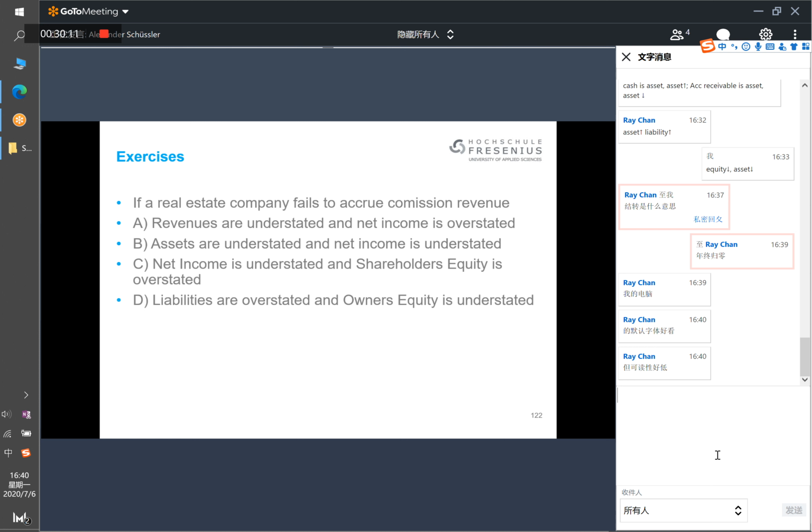Then we have a couple of exercises. Let's take this one. If a real estate company fails to accrue commission revenue, revenues are understated and net income is overstated. Is this correct? Or is it assets are understated and net income is understated? Or is it net income is understated and shareholders' equity is overstated? Or is it liabilities are overstated and owners' equity is understated? What do you think? What is the correct answer? Think about it.